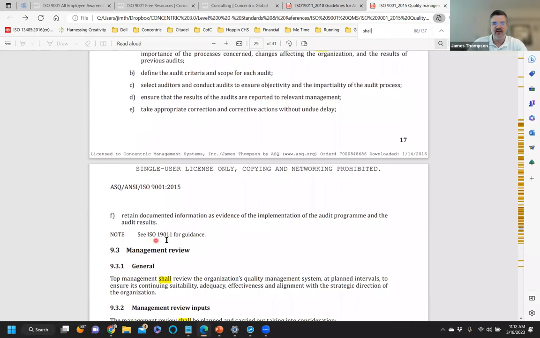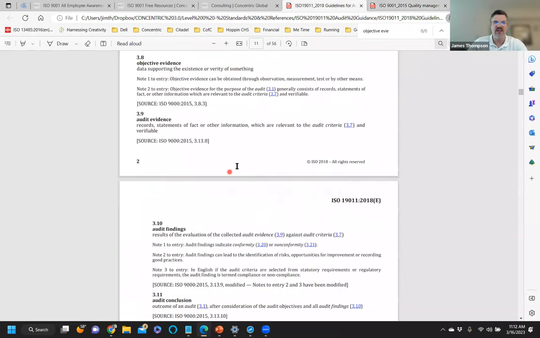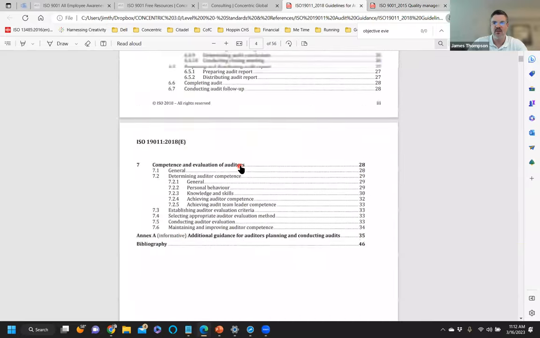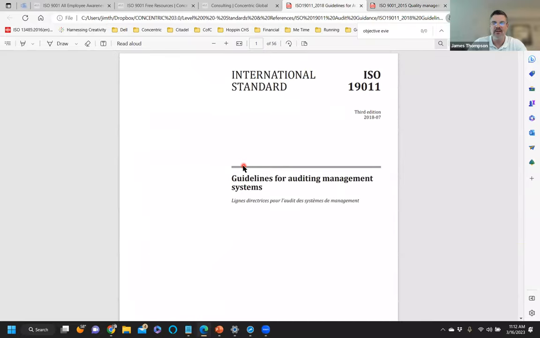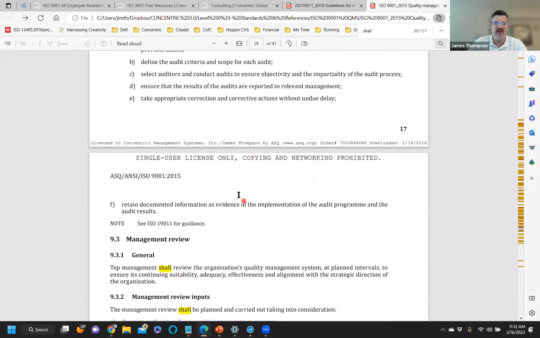You'll also see here ISO 19011. This is a guidance document that we see here, and this is a part of our upgrade to the lead auditor status. So if you're going through a 9001 auditor training and want to jump up to lead auditor, going through this training program is how you would get from auditor to lead, irrespective of whether it's 9001 or 14001 or 45001. But this is the third edition 2018 guidelines for auditing management systems. So you see that reference here.